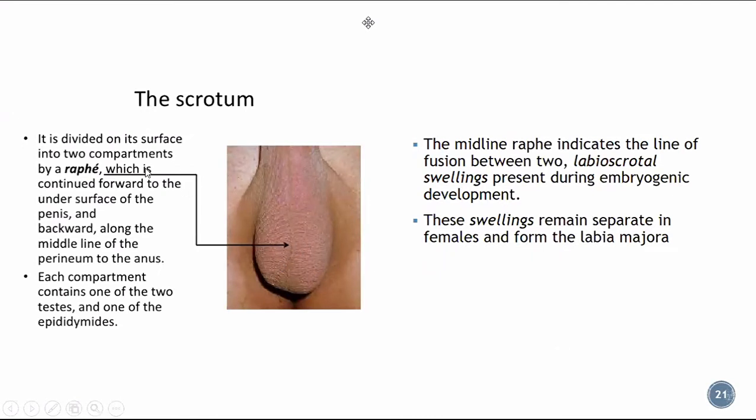It is divided on its surface by a midline structure known as the raphe, which continues downward to the undersurface of the penis. Each compartment of the scrotum contains one of the two testes and one of the epididymides. Now, the midline raphe indicates the line of fusion between the two labioscrotal swellings, which was present during embryonic development. These swellings remain separate in the females and form the labia majora.